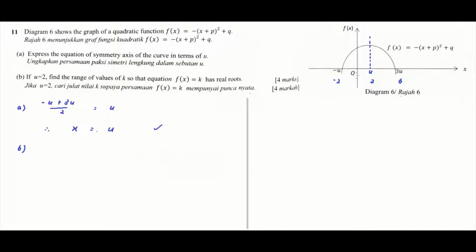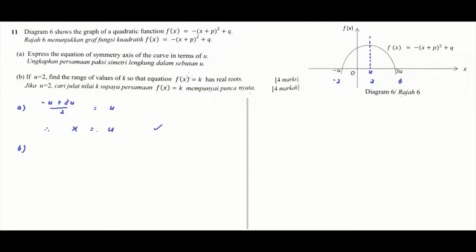From here to here is 4, and from here to here the distance is also 4, which is correct. Because if you got your A wrong, then you couldn't get u here, and you'll realize that the distance between the left hand side and the right hand side gives you a different number. So for the B part, we need to find a range so that the equation has real roots.